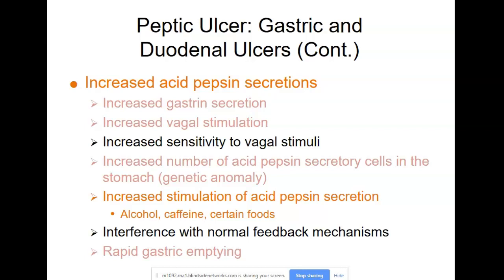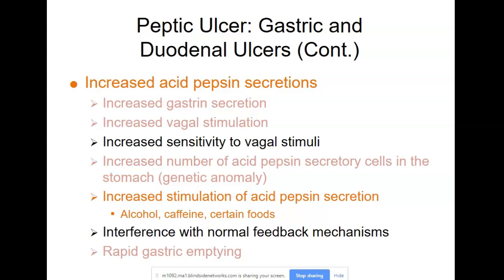A couple other things we have to talk about is if you have something called an increased acid pepsin secretion. Pepsin, again, is a really, really important enzyme for breaking down protein, and it requires acid to be active. So this is also going to cause an increase in gastrin secretion. Remember that hormone we talked about? And it's going to increase vagal stimulation. Your vagus is that cranial nerve number 10. And as you have increased vagal stimulation, you're going to have extra propulsive movements and possibly spastic bowels.